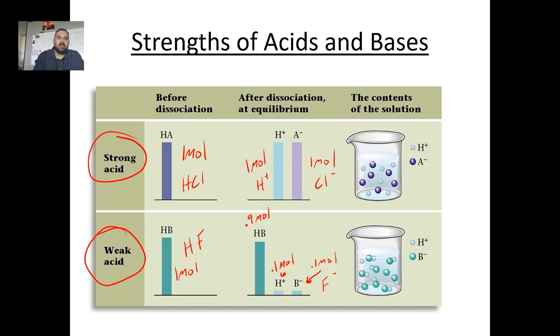So look here. Here we have 1 mole of a strong acid. When it dissociates, you produce 1 mole of H plus and 1 mole of Cl minus. Over here, if we have 1 mole of hydrofluoric acid, only 10% of it will dissociate. So 0.9 is going to stay in its original form of HF, and then 0.1 becomes H plus, and 0.1 becomes F minus. Only 10% will dissociate.